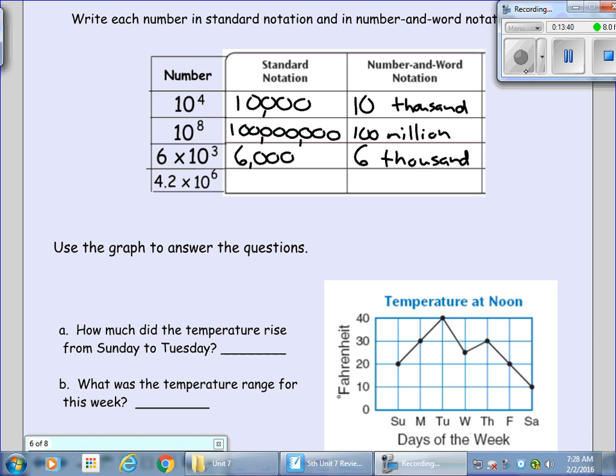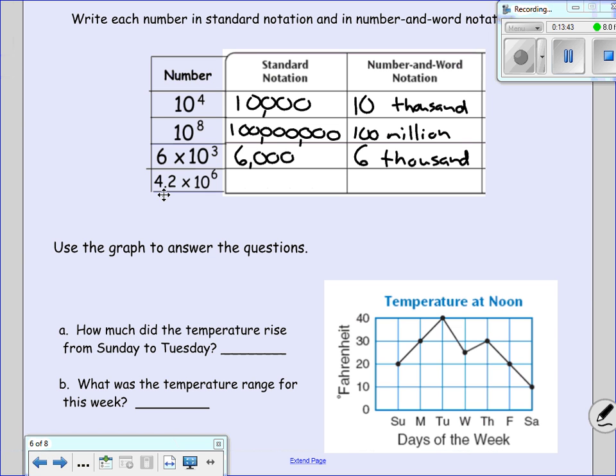Last one. This one's a little tricky because we have a decimal here, right? We're going to go 4.2. Then watch. I'm going to move the decimal 6 spots. 1, 2, 3, 4, 5, 6. Which means this 2 counts as one of those zeros. You see how that worked, kids? So I have 5 zeros instead of 6 zeros. I'm going to put my commas in here. So my answer is 4 million 200,000.